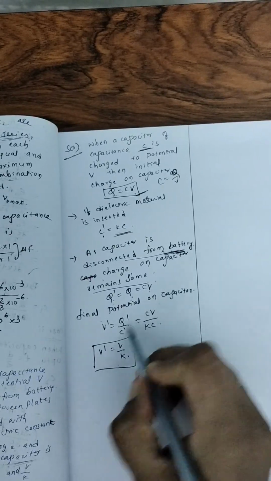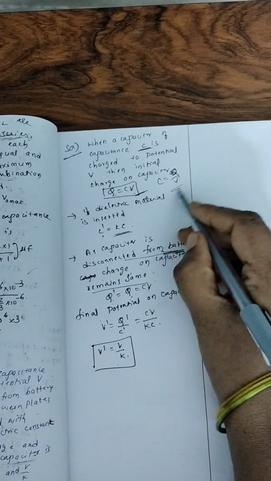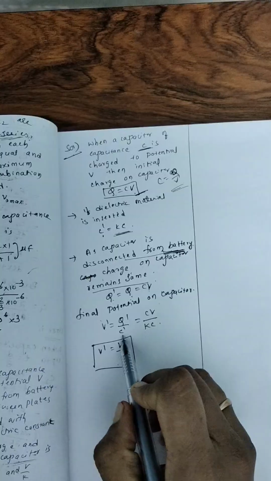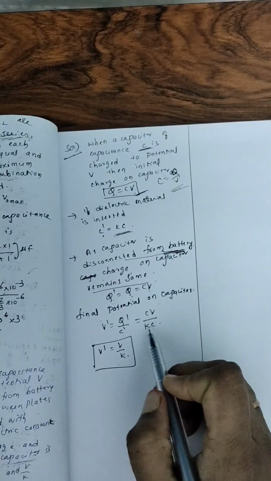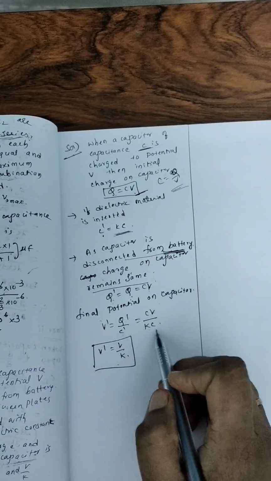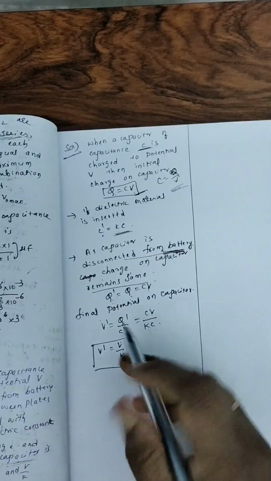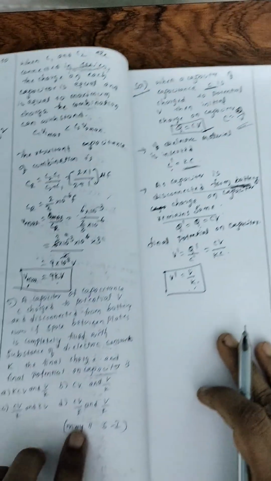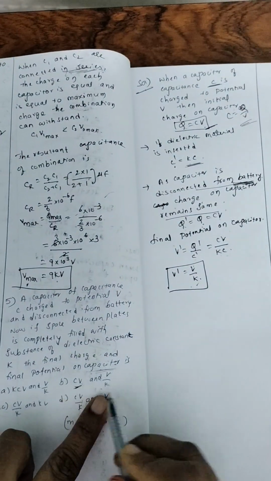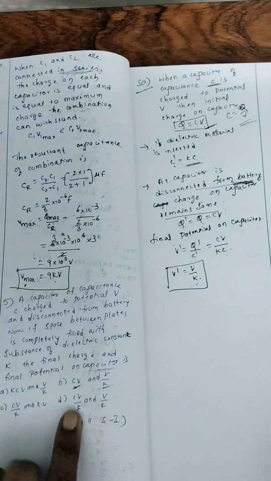So for the final potential, we use the same formula. V dash equals Q dash by C dash. Q dash is CV, C dash is KC, C and C cancel, giving V by K. So in the options he gave, the initial charge is CV and the final potential is V by K.